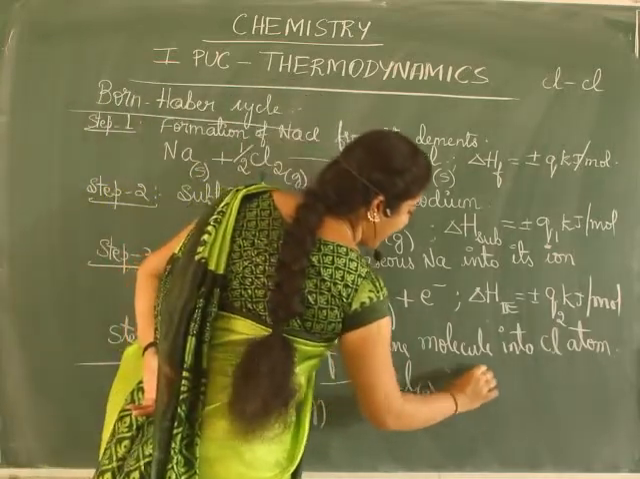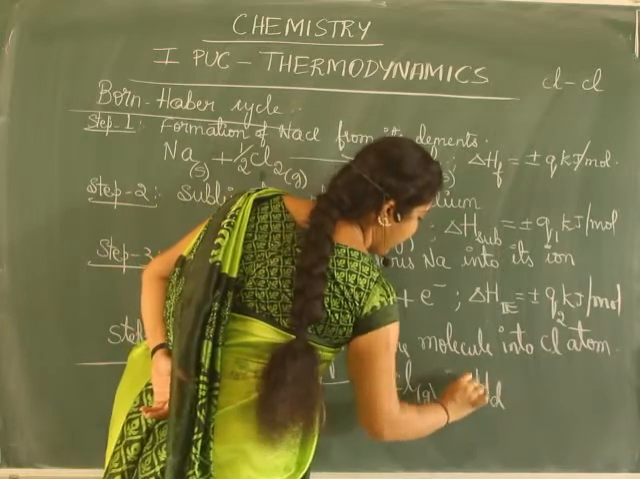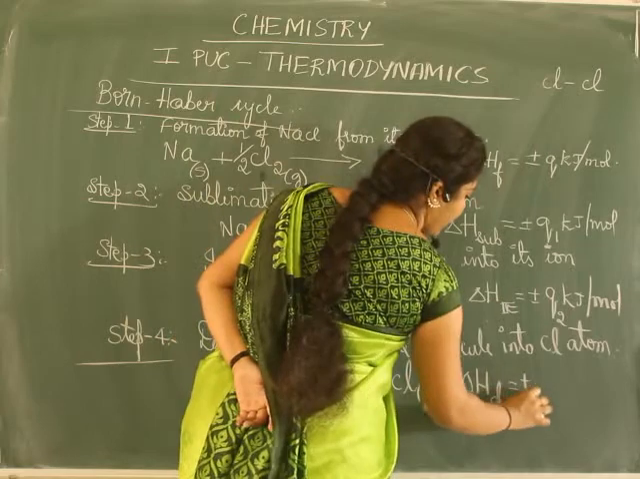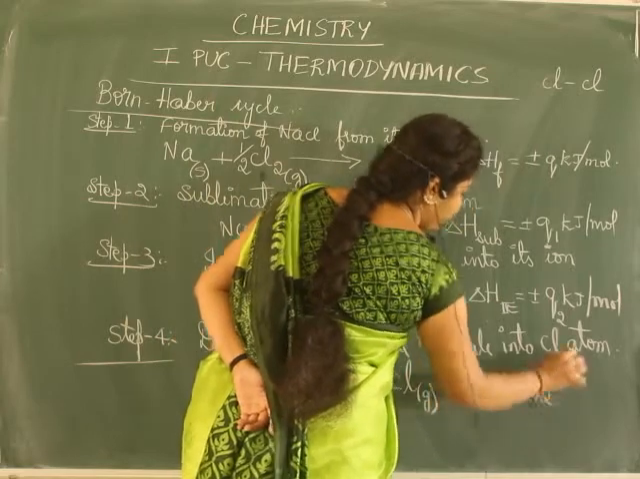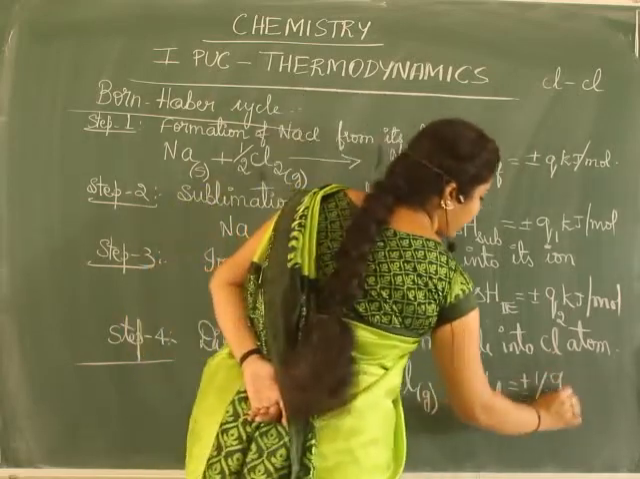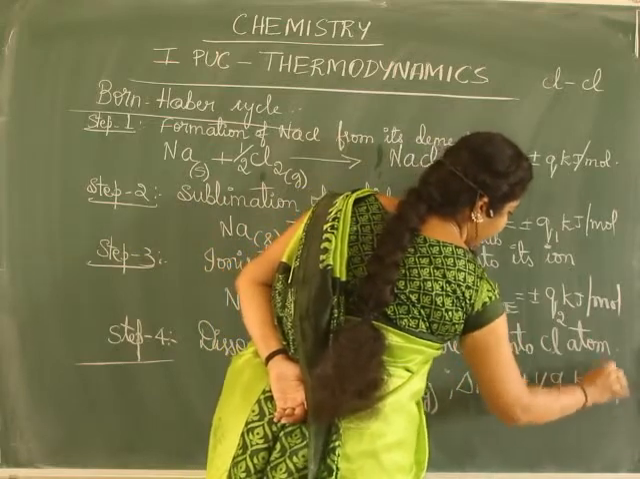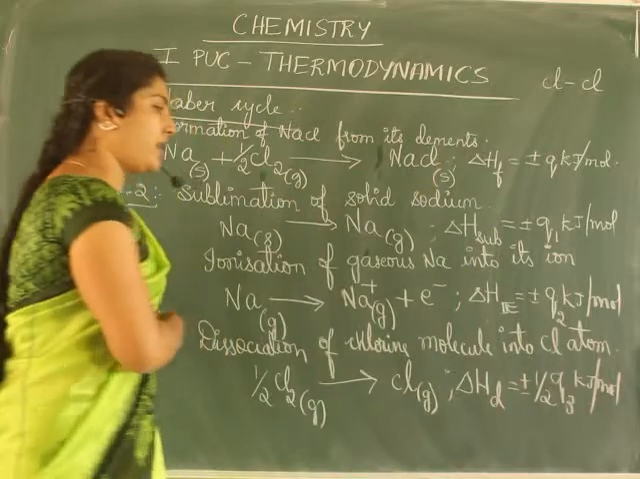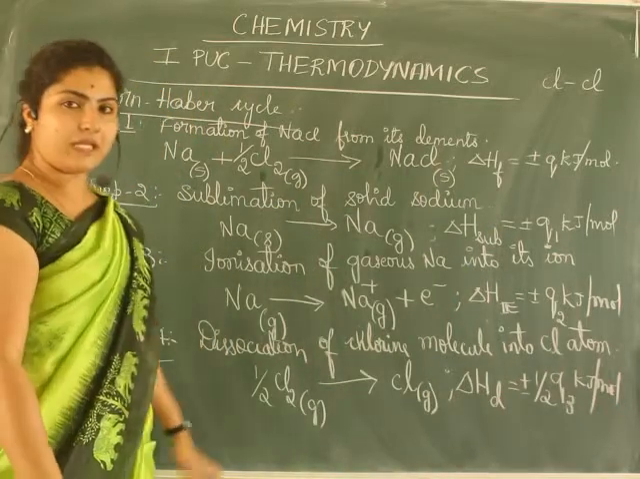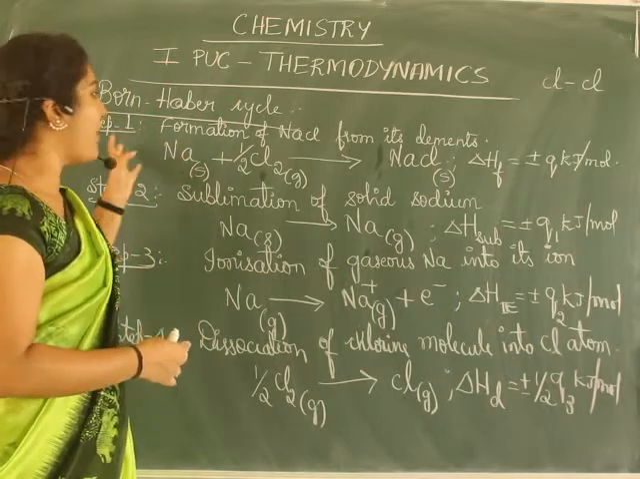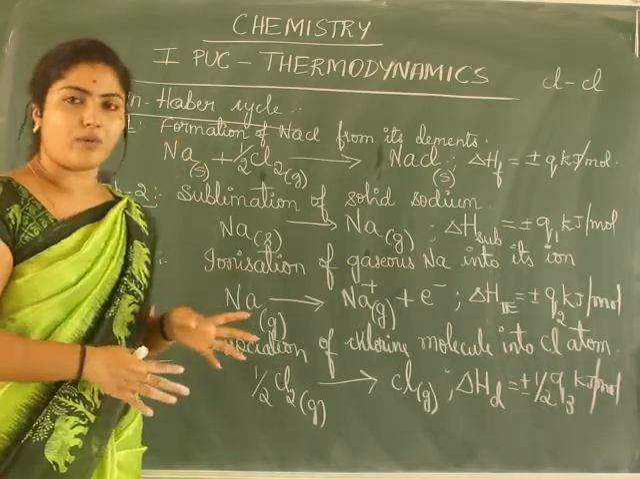Here delta H of dissociation, D, is equal to plus or minus half Q3 kilojoule per mole. Q3 kilojoule per mole. Clear? So this, I'll just erase the above equations. Hope you will understand.